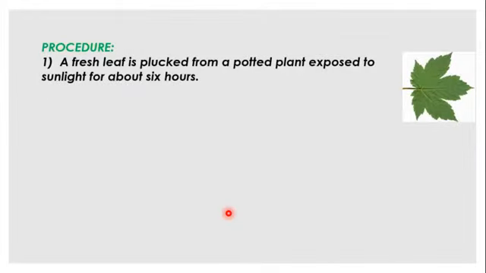What's the first procedure? We're saying that a fresh leaf is plucked from a potted plant, that's a plant grown in a pot, or it could be any other plant on the field. And this plant should have been exposed to sunlight for about 6 hours. Why are we plucking the leaf from a plant exposed to sunlight for 6 hours? The reason is we want to allow enough time for the leaf to receive sunlight and for starch to be produced.